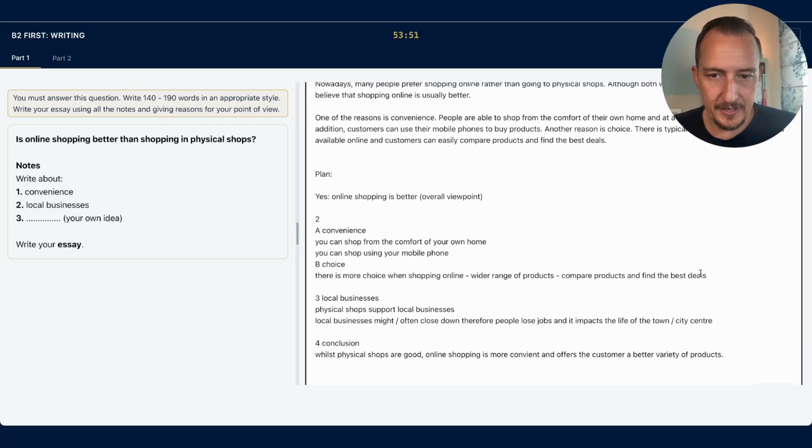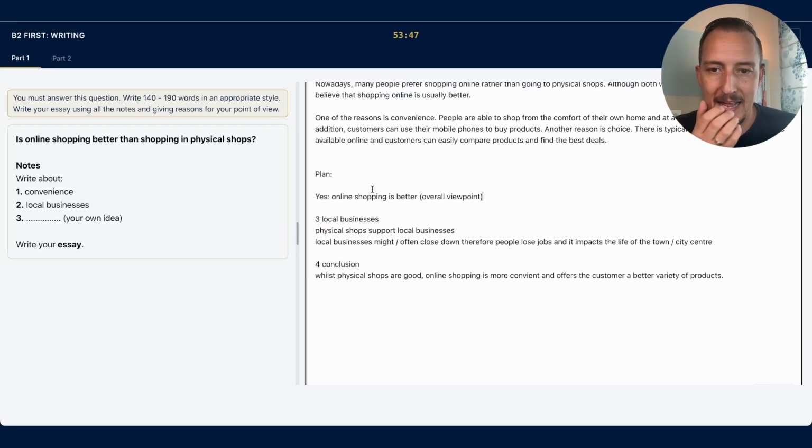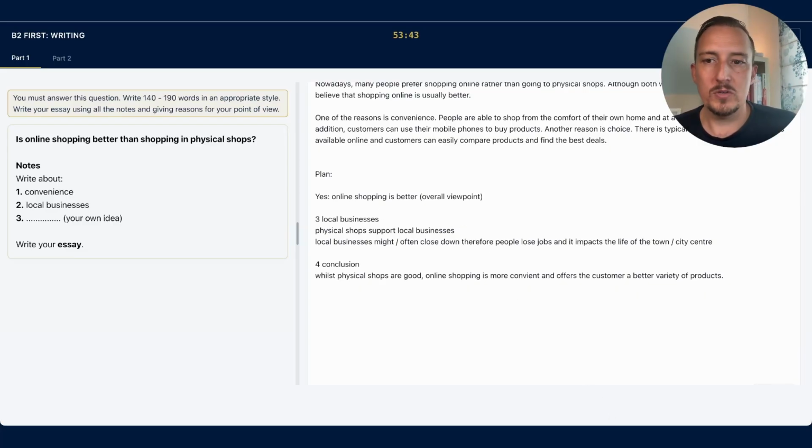So we have done convenience and choice, so we can remove that now from our plan. And local businesses. So what do we want to make? What's the point we want to make?